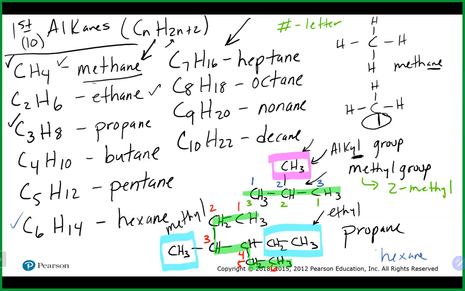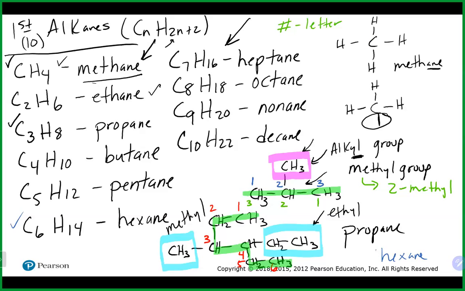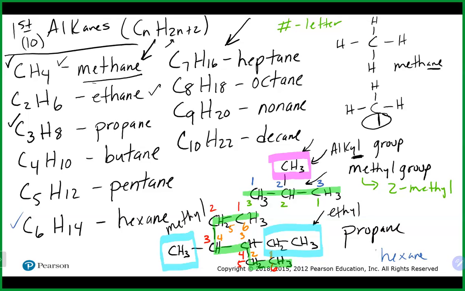The other way that we can number it is heading in the other direction, where this would be carbon 1, that would be carbon 2, that would be carbon 3, that would be carbon 4, that would be carbon 5, and that would be carbon 6. I guess I should have written it on the bottom there. I'll go that way. There we go.